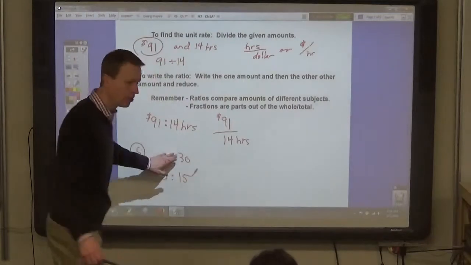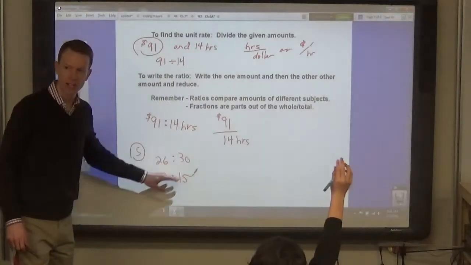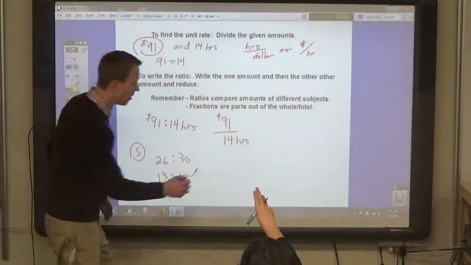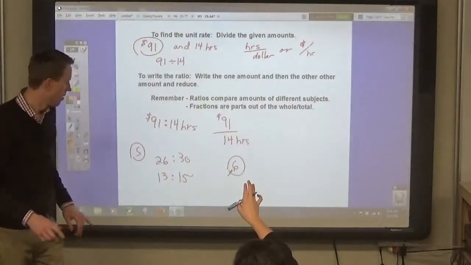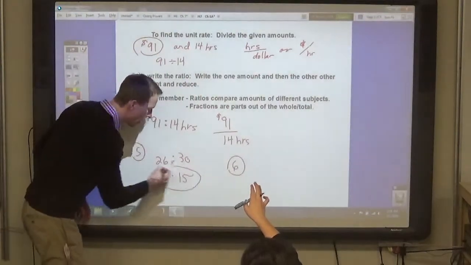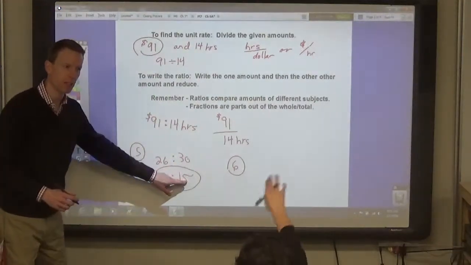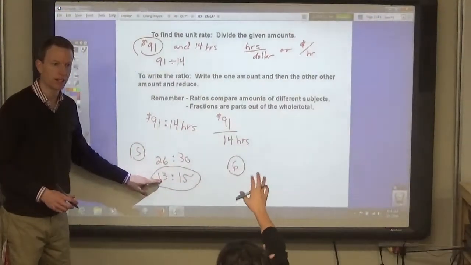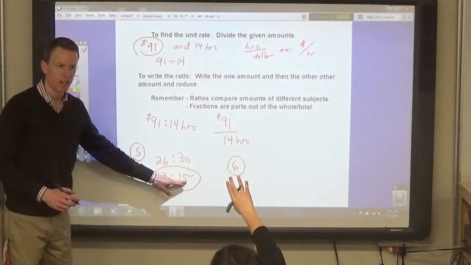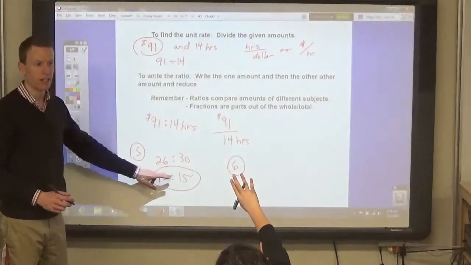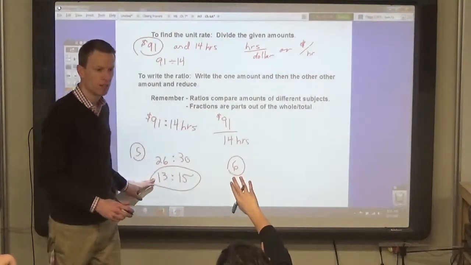Any questions on reducing or writing ratios first and then reducing them? Now, oh, Ava, you were going to ask something? Is that all you have to do though? Like that's the answer? That's the answer, yeah. So the ratio is 13 to 15 when you're talking about 7th grade boys to 8th grade boys. All right? The one that's listed first is the one that you write first.